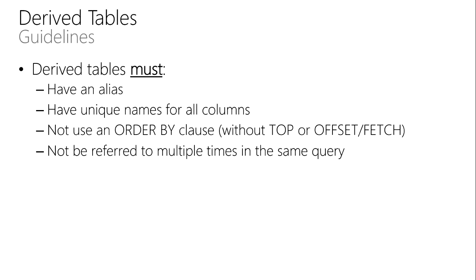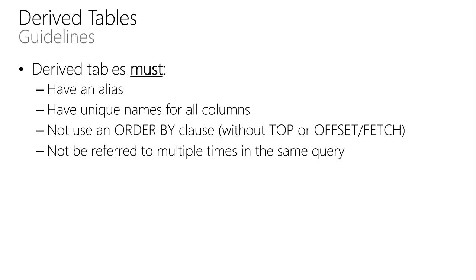It has to have a unique name for all of the columns that it returns. So if the derived query itself references multiple tables and those tables have the same column name, like a product has a name column and product category also has a name column, you have to assign aliases to those columns to make sure they're unique.